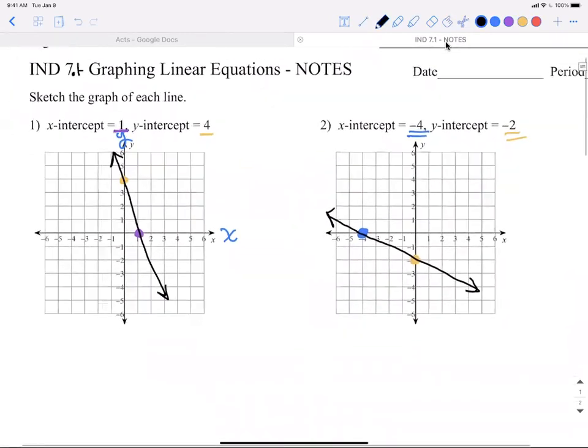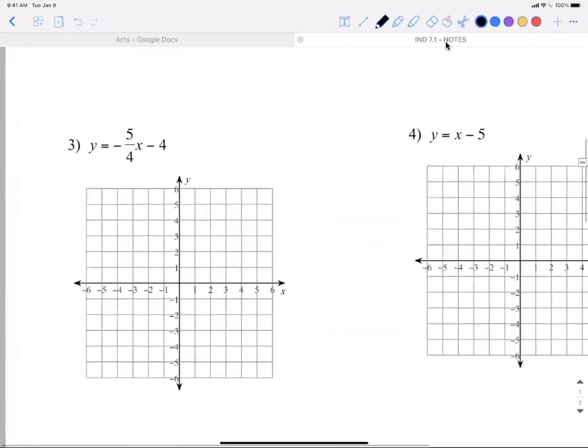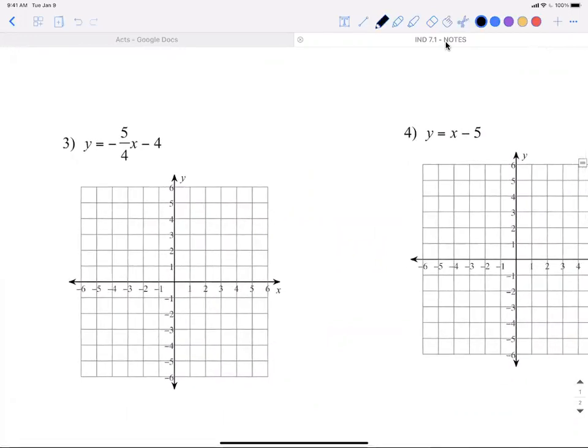Any questions on that? All right, so when we're graphing one like number 3, I'll give you a minute to sketch that down in your notes. And when you're sketching these graphs, don't get too intricate. Just give yourself an X and a Y axis and a couple of slashes on each axis for points or for numbers.